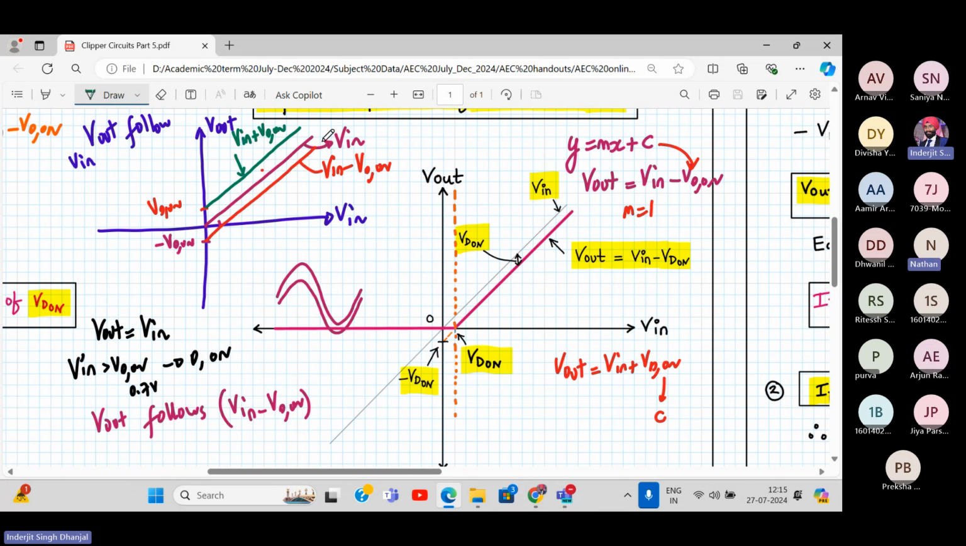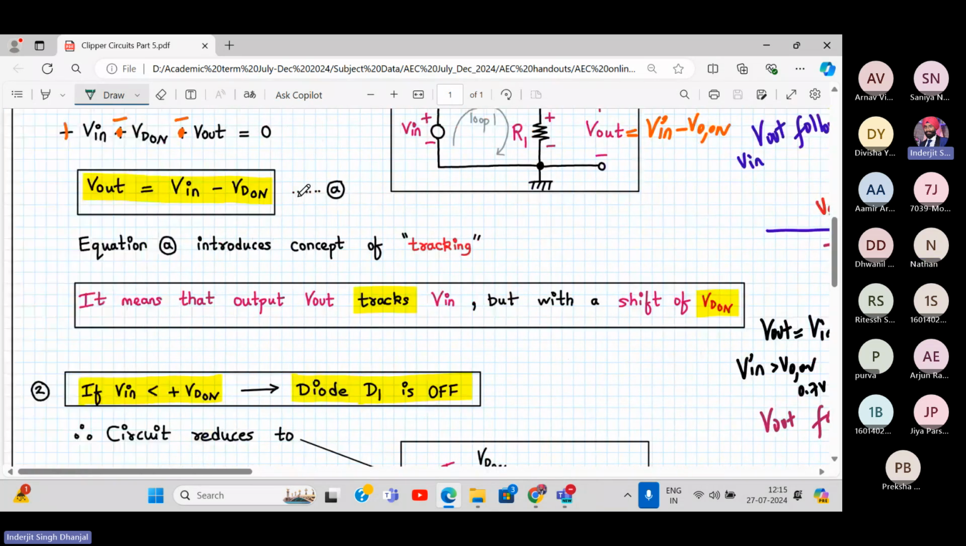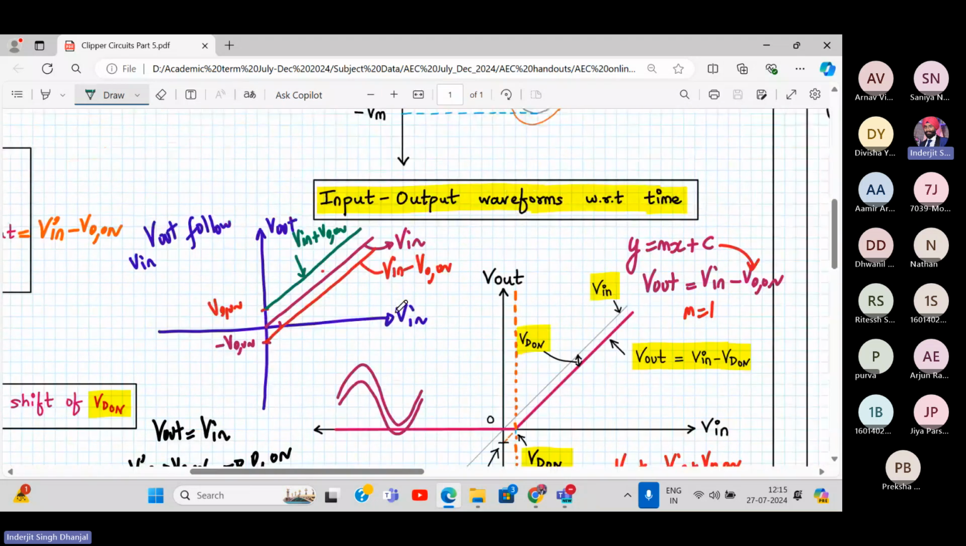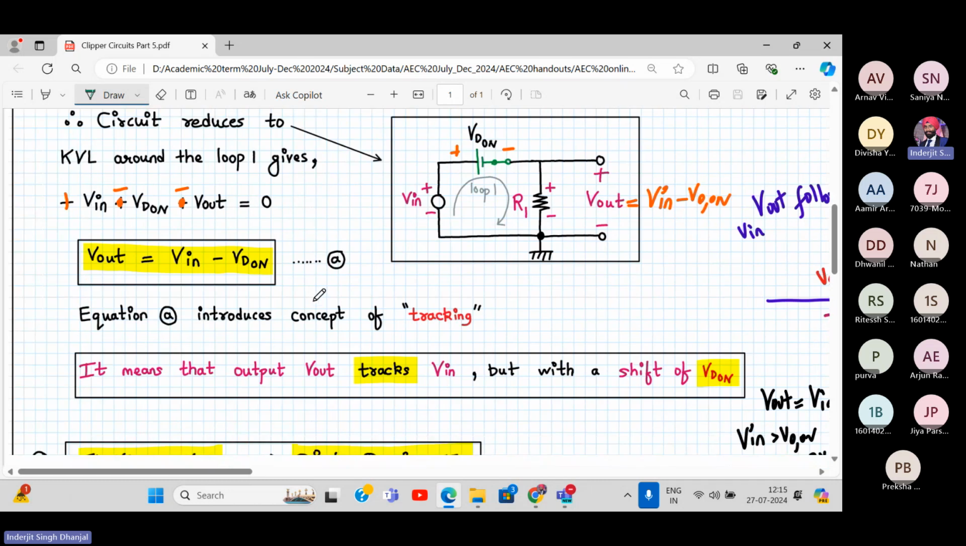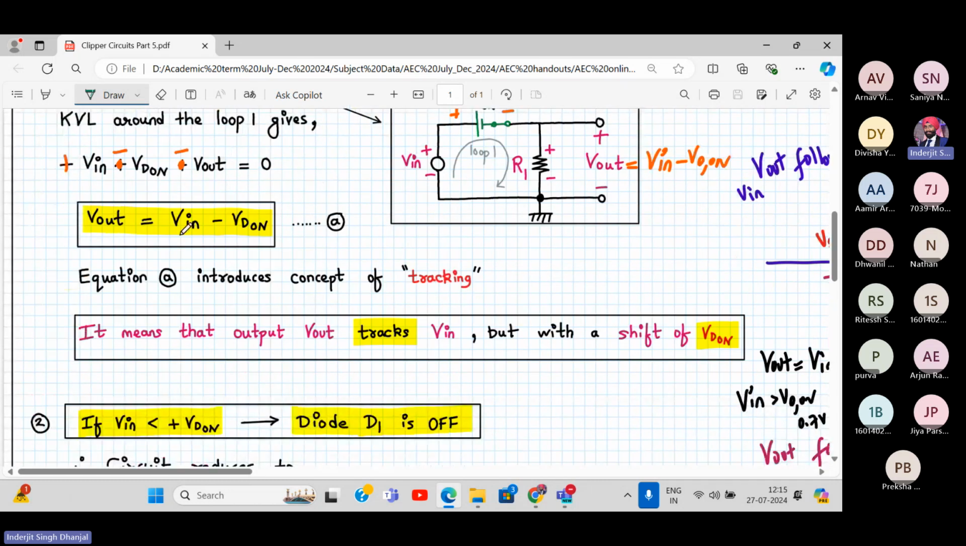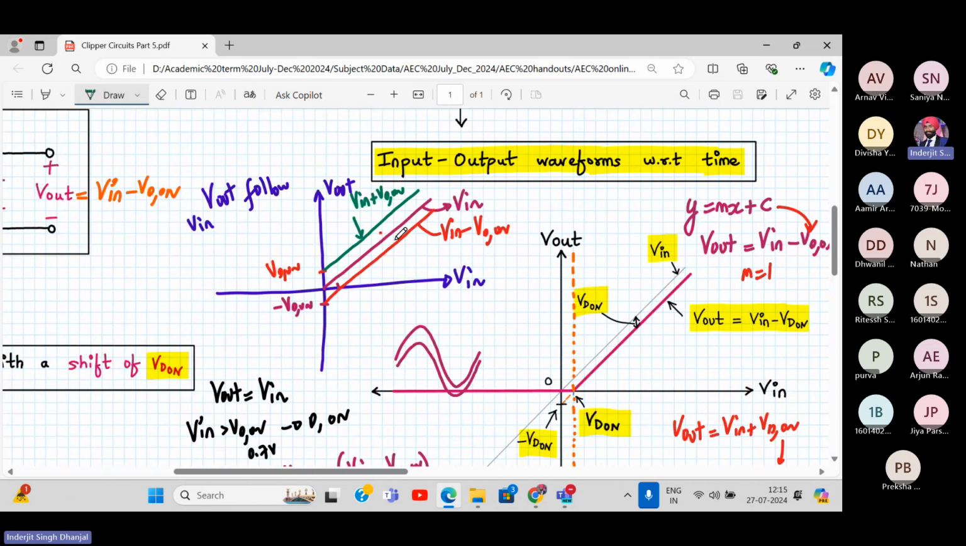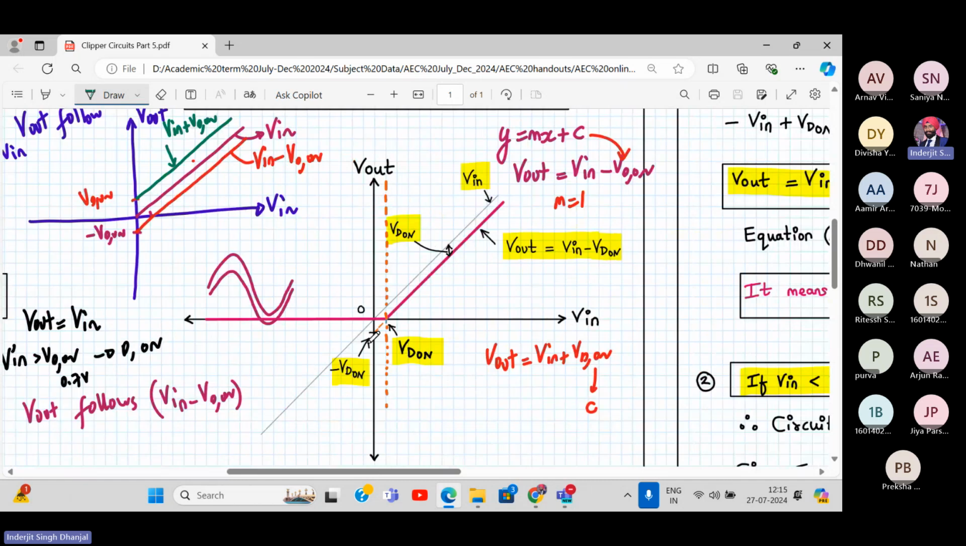So that is why the concept of tracking comes. It means output voltage V out tracks the input, but with a shift of minus VD on. That's why the meaning of these lines. So output is V in minus VD on, which is slightly tricky. We have to draw it this way. So here it is, this is my clipping level.